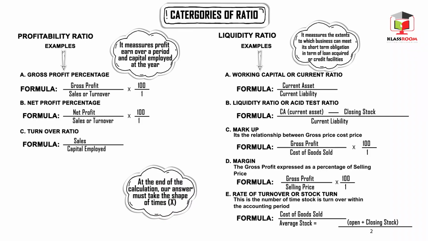At the end of the calculation, our answer must take the shape of times. That is, if for instance we have 1.2 at the end of the day, we must include times there. The times there indicates that stock actually exchanged hands during the accounting period 1.2 times. This is the end of the accounting ratio.